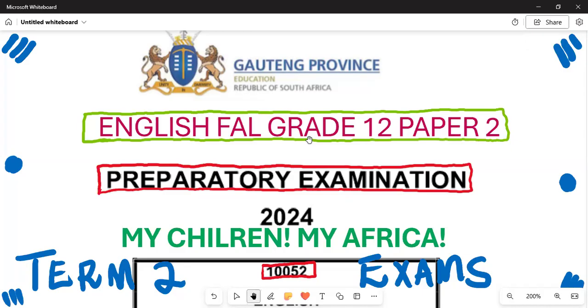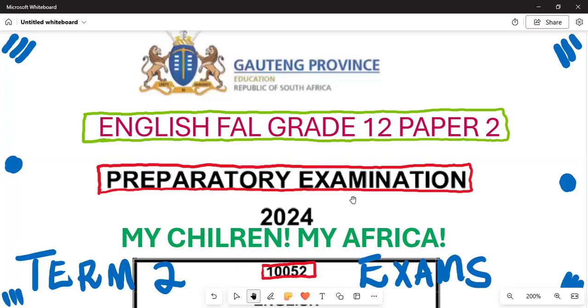Today, without wasting any time, we are going to look at English First Additional Language, in relation to Grade 12 Paper 2. This is one of the novels which you are studying, and we are going to look at My Children! My Africa! This note is going to be key for you in referring back to the content coverage which can be asked in Term 2, Paper 2.